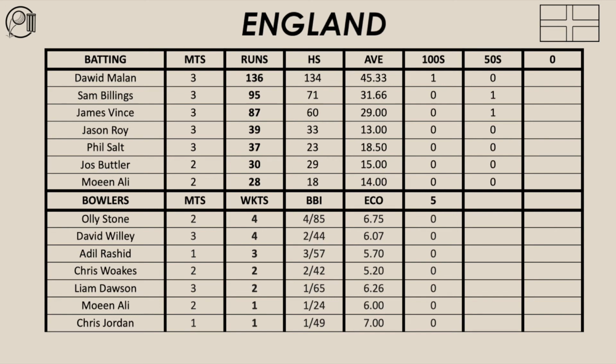They didn't build partnerships at all in this series, didn't do the basics well enough with the bat. Dawid Malan's century was the highlight for England in the series. Some of the batters made the most of their opportunities and others didn't. James Vince certainly did in Sydney when he got that 60. Billings did the same in Sydney as well. He got 71.